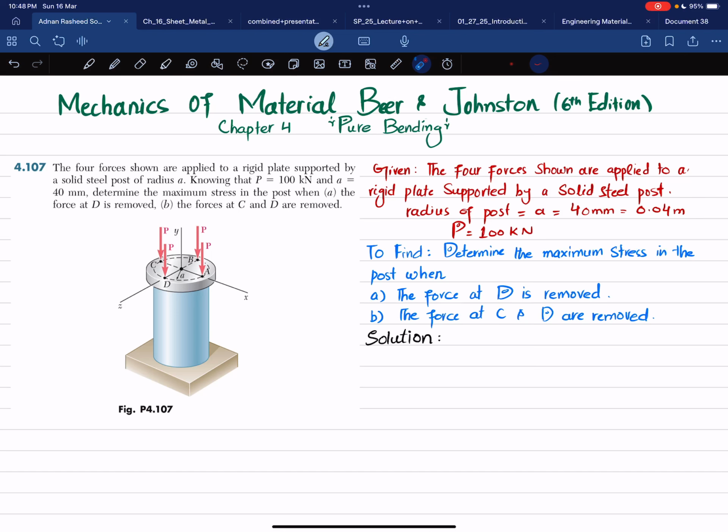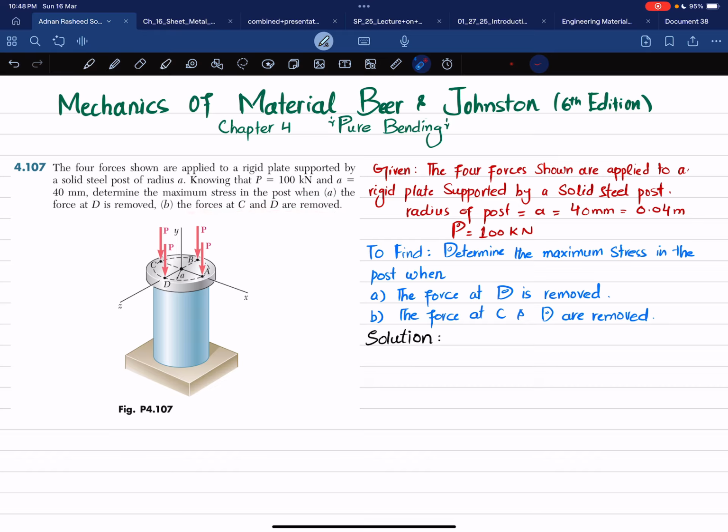In this video, we are going to solve problem 4-107 that is taken from chapter number 4, Pure Bending, and the book name is Mechanics of Materials by Beer and Johnston, 6th edition. So the statement is: the four forces shown are applied to a rigid plate supported by a solid steel post of radius A, knowing that P is 100 kilonewton and A, which is the radius of the steel post, is 40 millimeter. Determine the maximum stress in the post when the force at D is removed, and in B when the forces at C and D are removed.